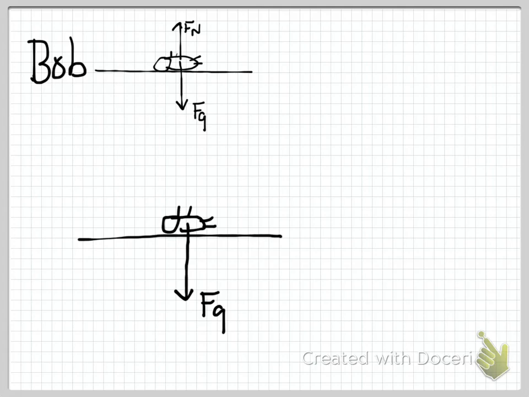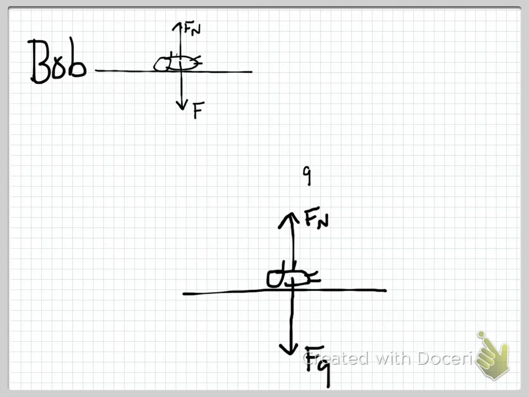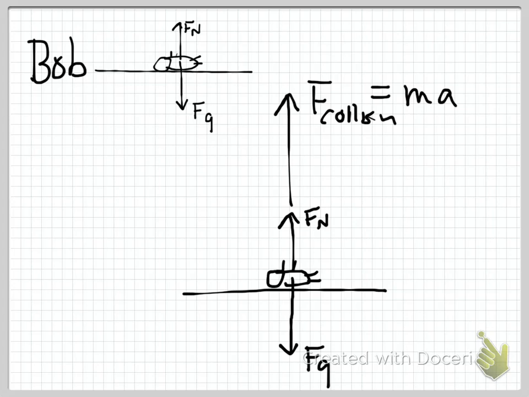At the moment when he hits the ground, he's got not only the force that opposes gravity acting on him, the normal force, but he also has, in addition, the force that is equal to his mass times the acceleration he's undergoing. We'll call it the force of the collision, which is equal to his mass times his acceleration.